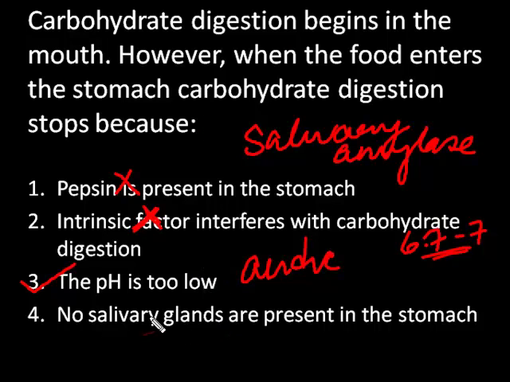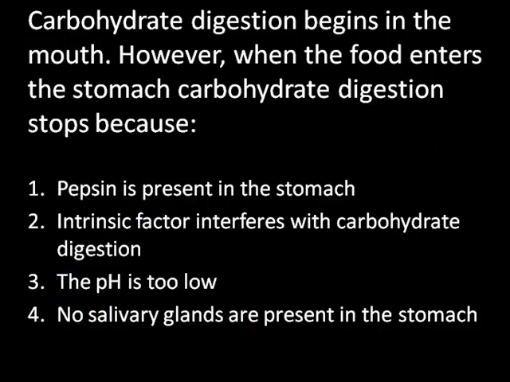And obviously this last one, which says no salivary glands are present in the stomach, that's not the reason why carbohydrate digestion cannot occur in the stomach, obviously. So the correct answer is because the pH is too low.